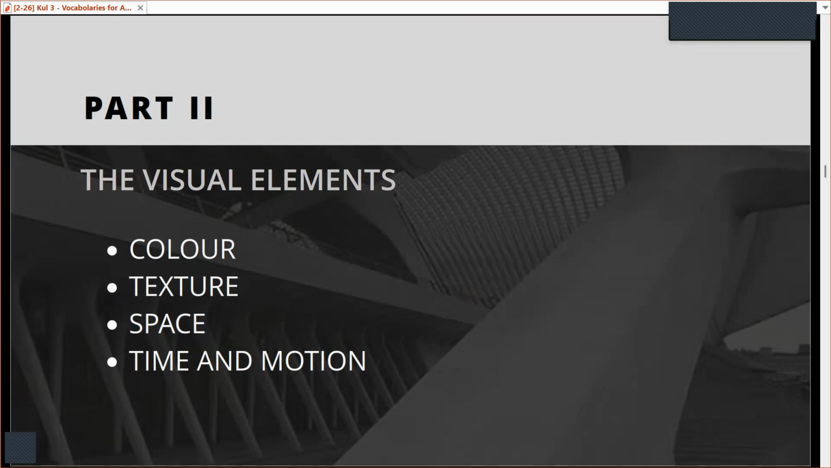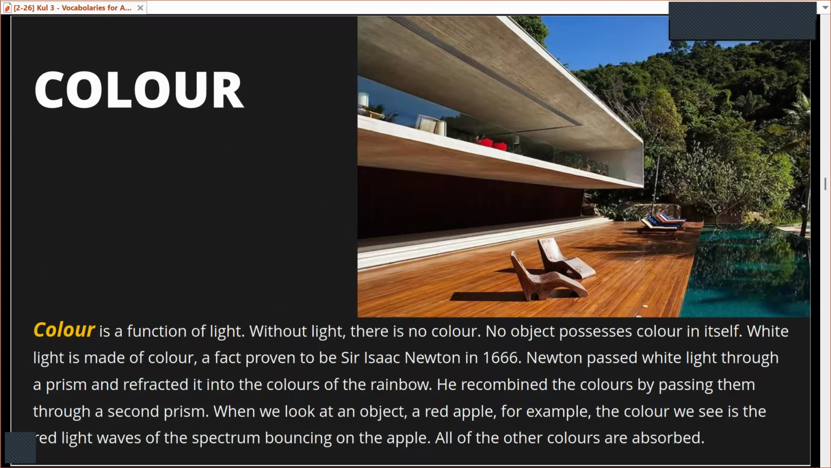Okay, so we move to color, texture, space, and time. You see colors, ya. Colors ini juga connected to lights, because without lights there is no colors, ya. And in architecture usually we try to tone down the color, ya.